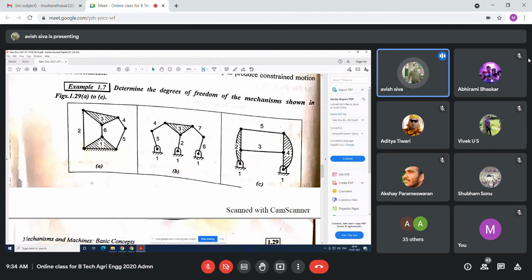So one is that triangle, that is one link, and that triangle 3, that is another link. So what about the total number of links? What about the total number of links, Abhirami?